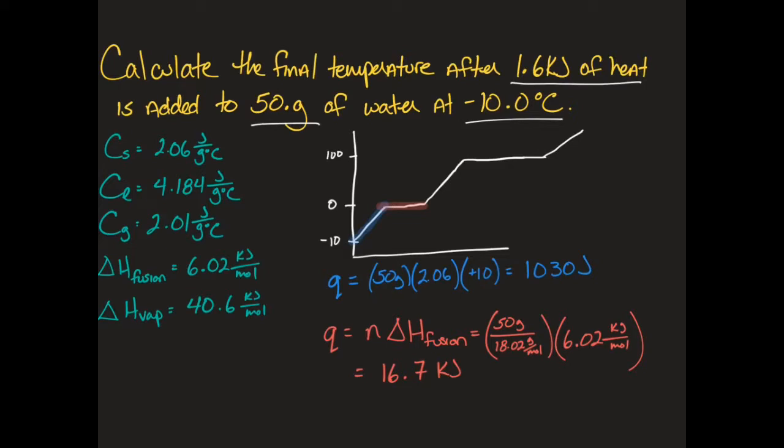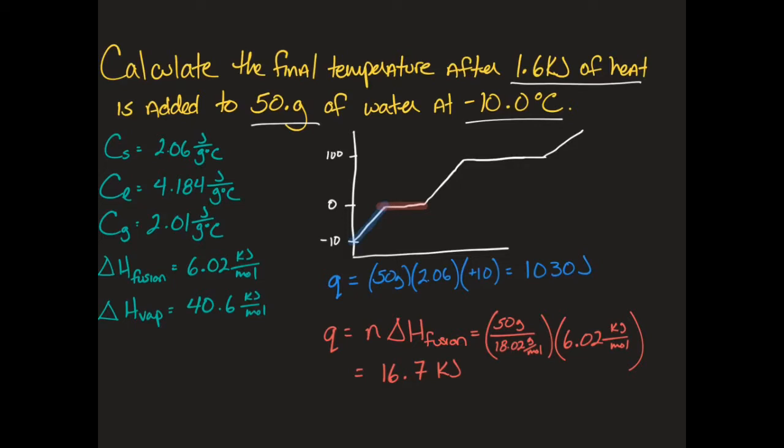And so the story here is we had 1,600 joules initially. We used 1,030 of that to get it to a temperature of 0 degrees Celsius. And so that means we have 570 joules left. And that 570 joules is adding heat to that water, melting it. And so we're somewhere in this flat region here, in this red region. We don't have enough heat to completely go through that region and start increasing the temperature again. We're somewhere in that horizontal region.